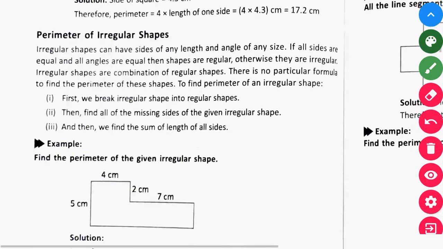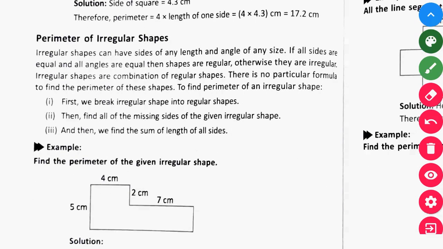Now we have to calculate the perimeter of an irregular shape. Okay, now see, this shape is irregular. We cannot say it is a square or it is a rectangle.